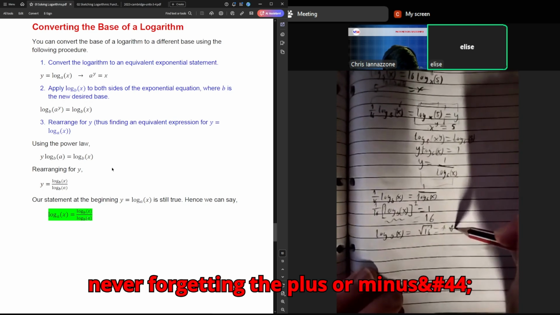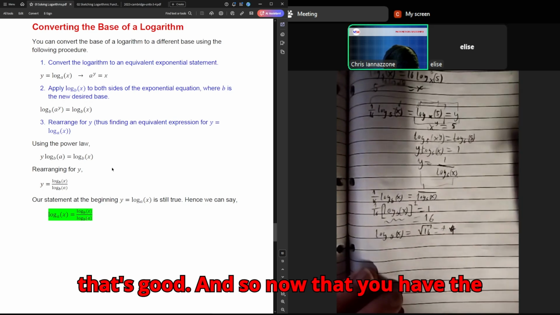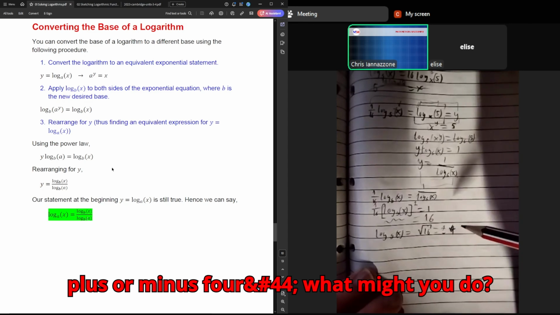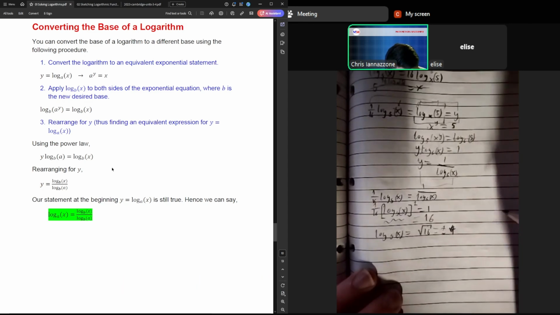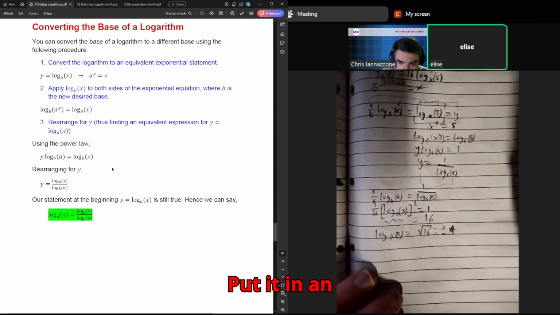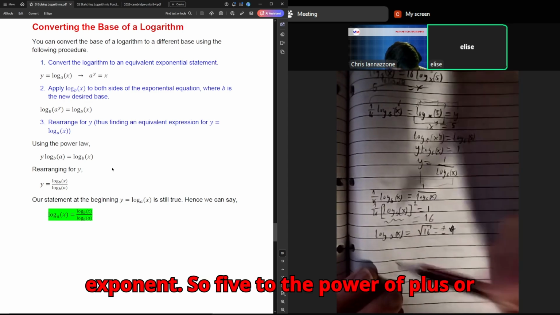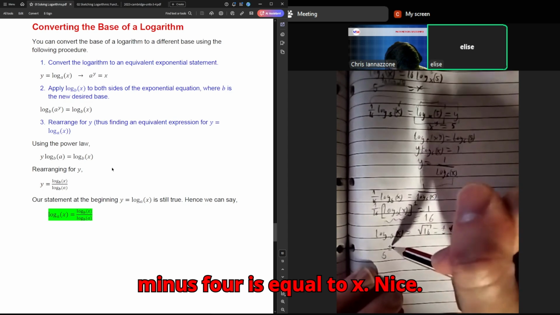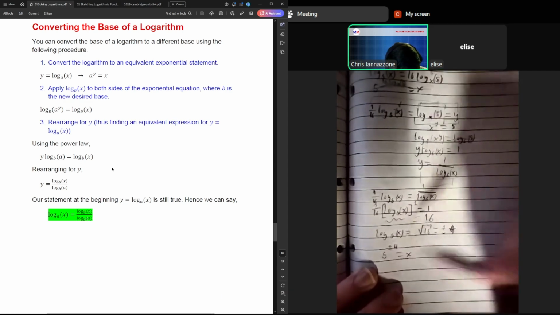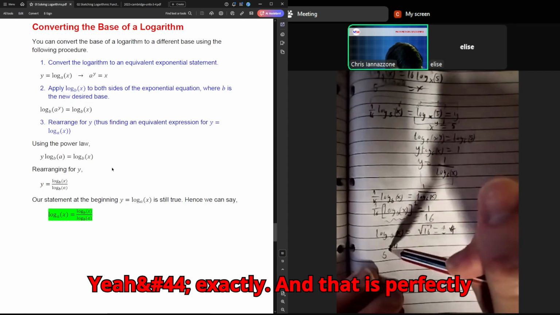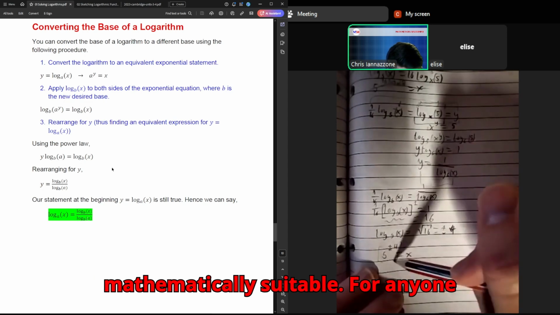Yeah, never forgetting the plus minus. That's good. And so now that you have the plus minus 4, what might you do? Put it in an exponent. So 5 to the power of plus or minus 4 is equal to x. Nice. Yeah, exactly. And that is perfectly mathematically suitable.